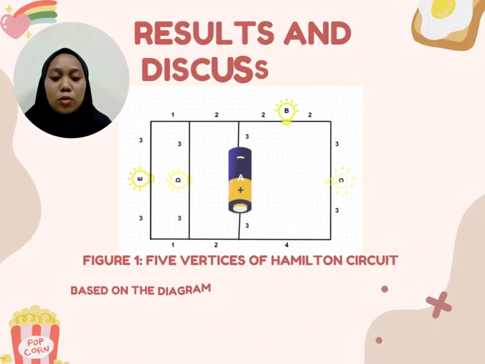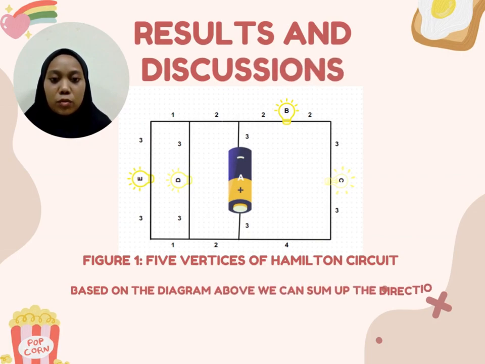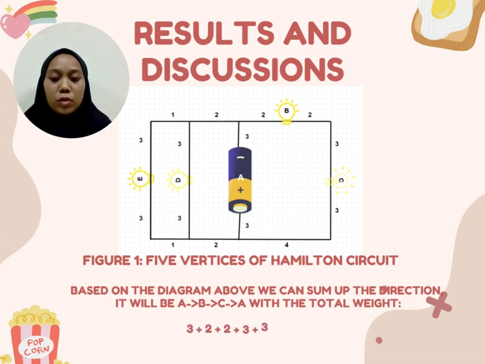For result and discussion, we have three examples. For figure one, we have five vertices of Hamilton circuits. For figure one, we will pass two light bulbs. Based on the diagram above, we can sum up the directions. We will start with vertex A, B, C, and end with A. The total weight for the calculation is 3 plus 2 plus 2 plus 3 plus 3 plus 4 plus 2. So the total weight for figure 1 is 20.